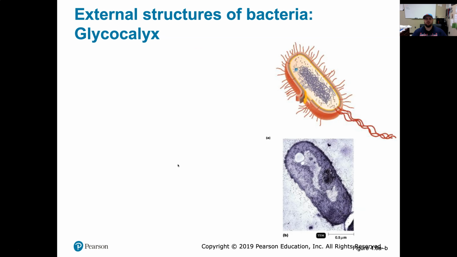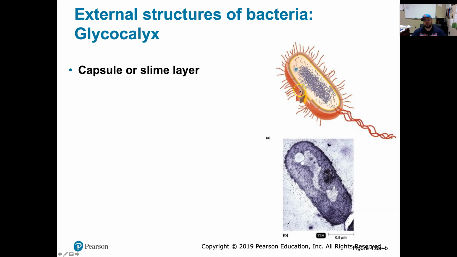Now, this is what I was talking about with this external structure called glycocalyx. It's a sugary coating around the bacterial cell. Depending upon whether that coating is tightly wrapped around the bacteria or loosely wrapped around the bacteria will determine whether it's considered a capsule or a slime layer.